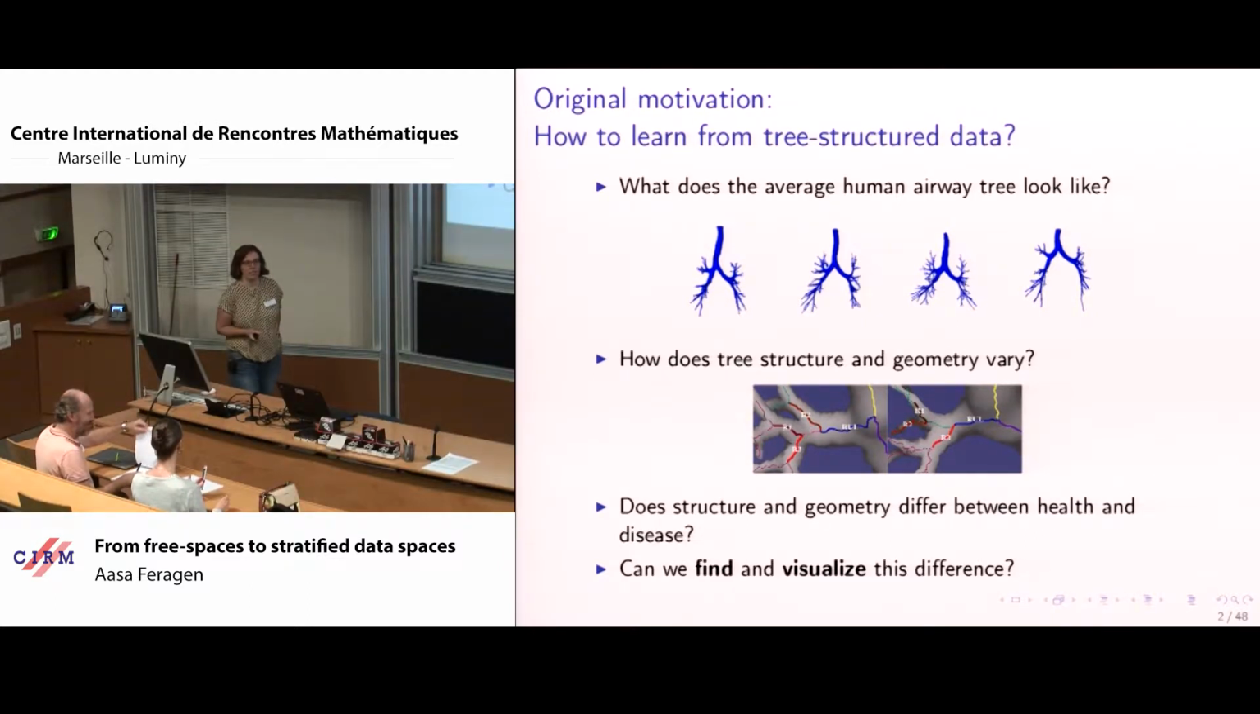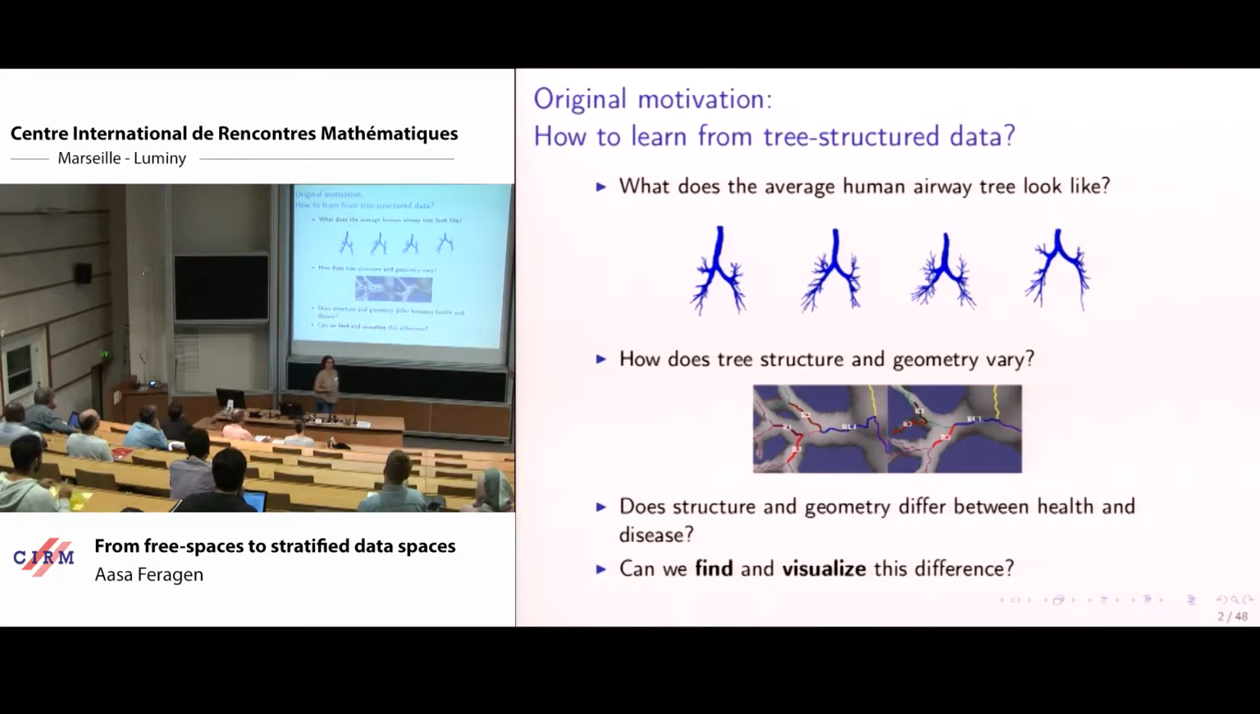They do not have the same number of branches from person to person. They do not have the same topological structure from person to person. There are general patterns that are similar, and you can see that with your eyes. But there are also both structural and shape-wise variation in these trees.